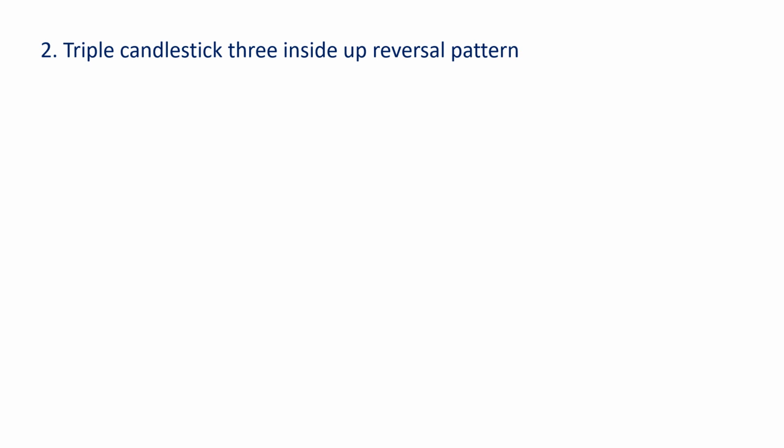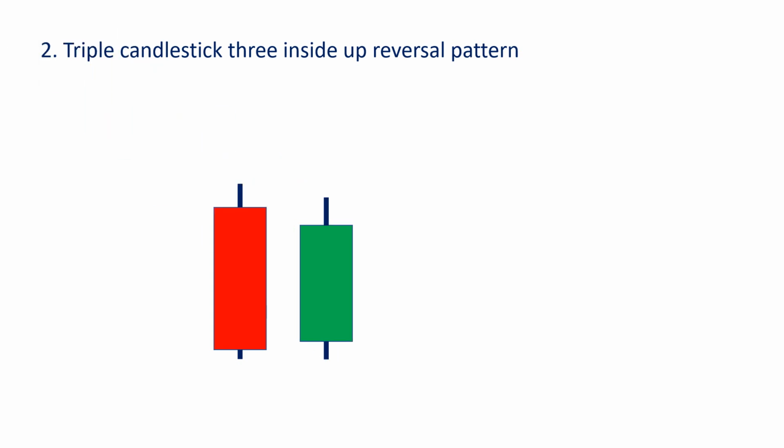The next pattern I'm going to talk about is the triple candlestick 3 inside up reversal pattern. It consists of 3 candles. The first one is a strong bearish candle. The second one is a bullish candle whose body is totally engulfed by the bearish candle, and this bullish candle should close above the halfway of the bearish candle. And the third candle is another bullish candle that closes above the bearish high.